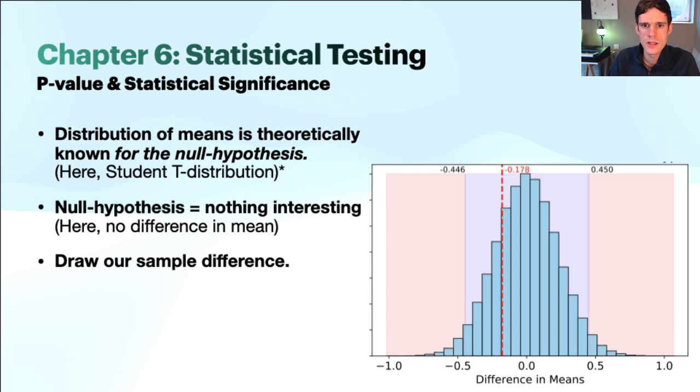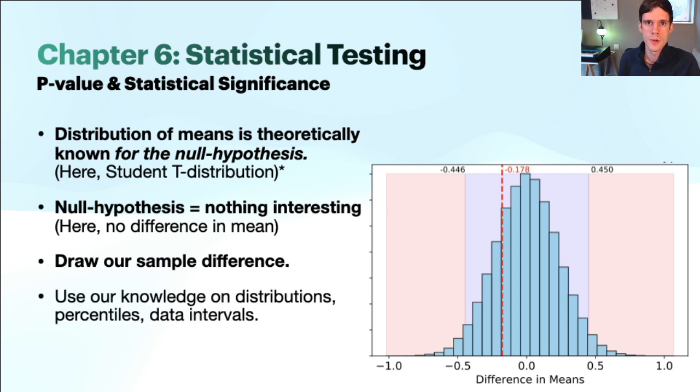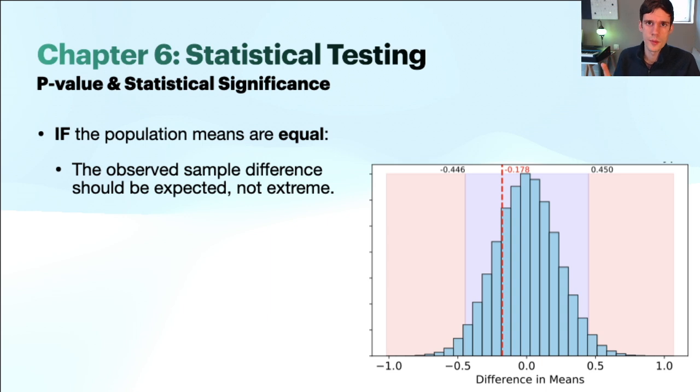What we can now do is compare our specific sample value with the possible values contained in this distribution under the null hypothesis. Visually, we can do this by simply drawing our value on this histogram. In this case, we draw it right here, being the minus 0.17% difference. In the next step, we can use our knowledge of distributions, percentiles, and data intervals to draw some conclusions from this comparison. In fact, there can be two scenarios. The first scenario is that the null hypothesis is indeed correct, namely that there is no difference in means of the underlying populations of our sample datasets.